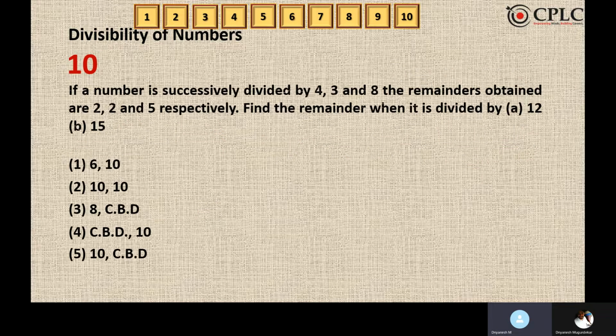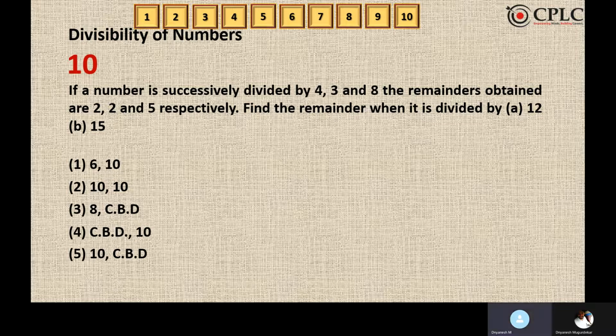The last one is a superb question. If a number is successively divided by 4, 3, and 8, the remainders obtained are 2, 2, and 5 respectively. Find the remainder when it is divided by 12 and by 15.